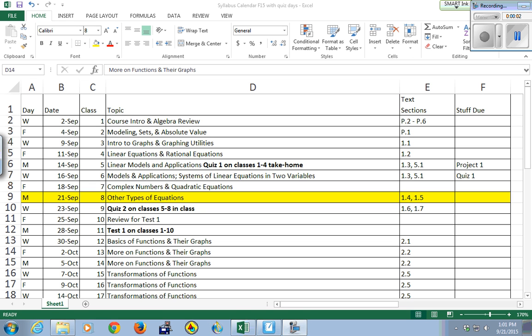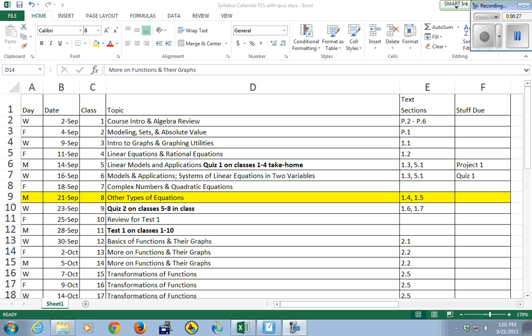So we are on Monday, September 21st here, class 8. We're going to talk about other types of equations. So we've learned how to solve a couple of different kinds of equations so far. We did a little review of linear equations, and we solved rational equations that had fractions in them, and we've solved quadratic equations. So today we're going to talk about several other types of equations.